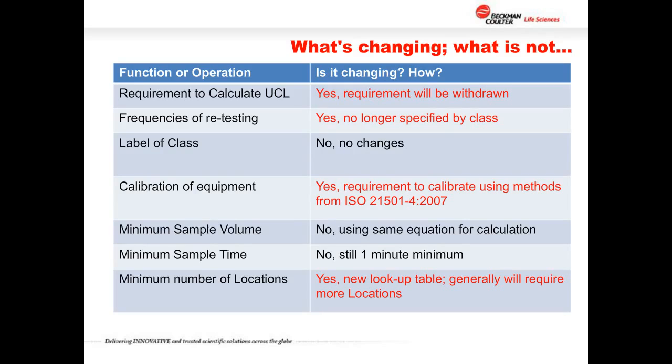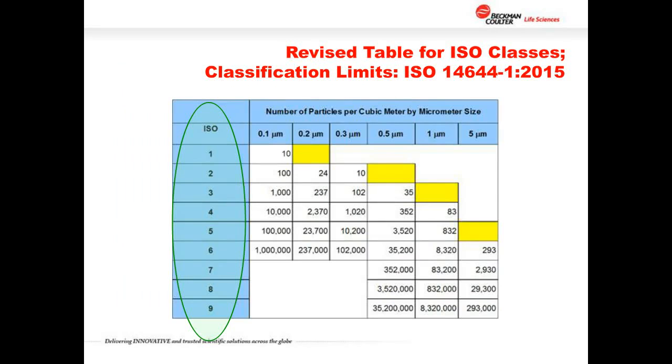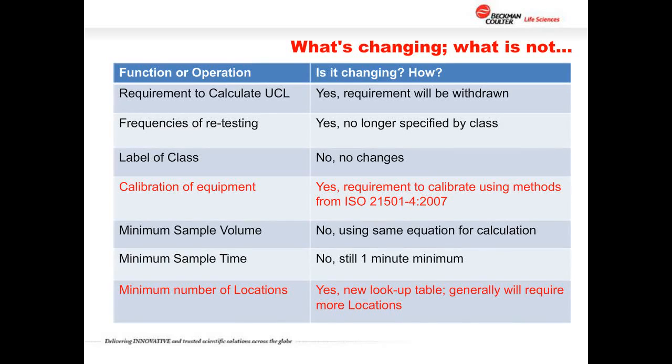So these are the four kind of significant things, but two of these, that is the calibration of equipment and a minimum number of locations, are perhaps the more significant and meaningful ones, so we'll focus on those. Again, the new chart here, based on 14644-1:2015, looks almost identical, other than the outlying values here have been, in most cases, removed for reasons of statistical accuracy. So if we look again at these two things, we'll focus on the calibration equipment and minimum number of locations.